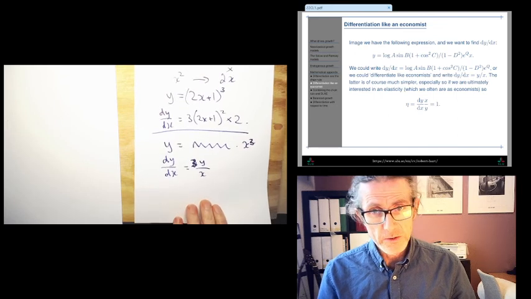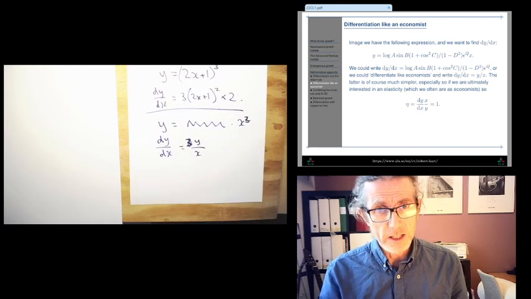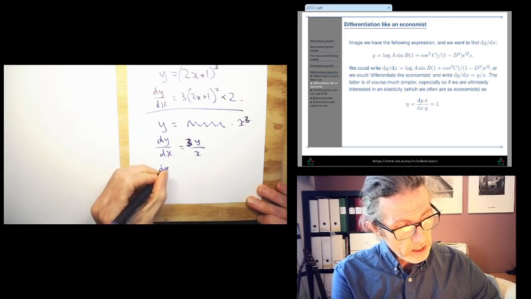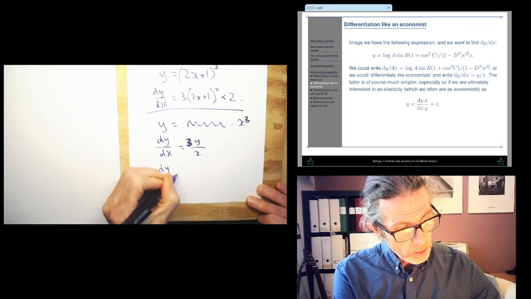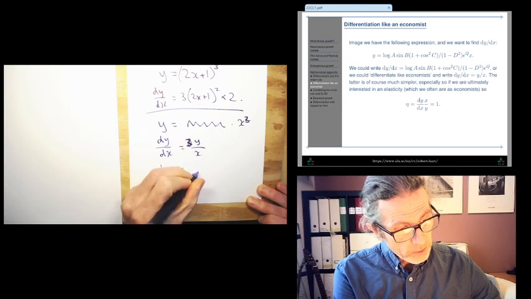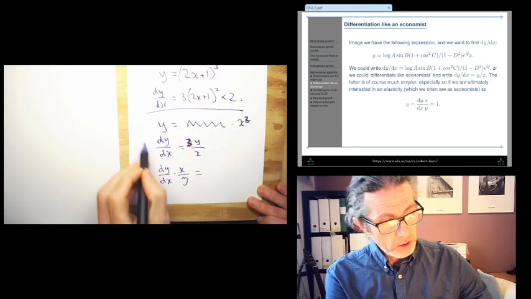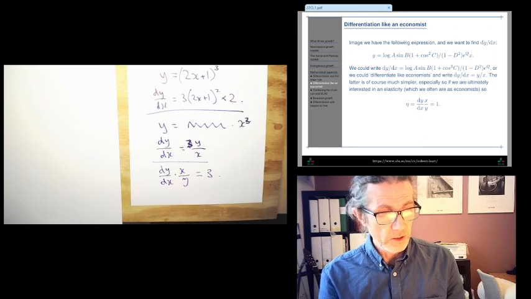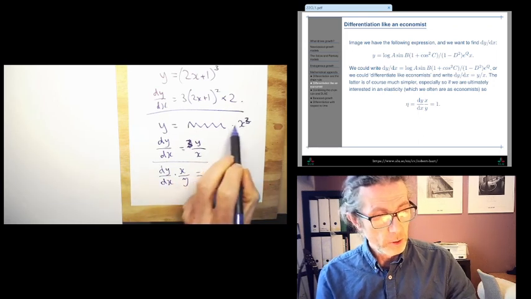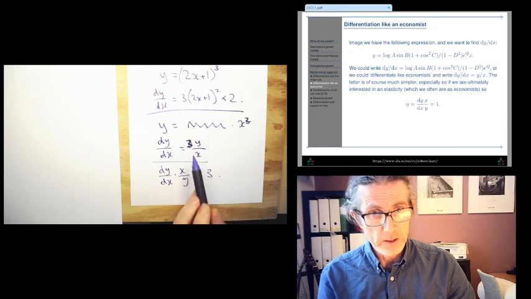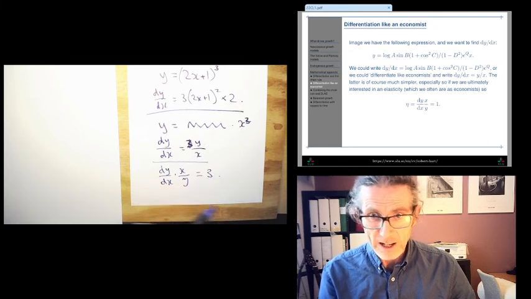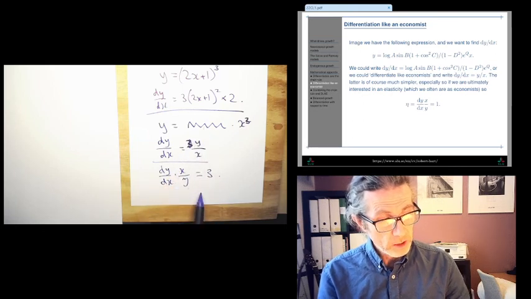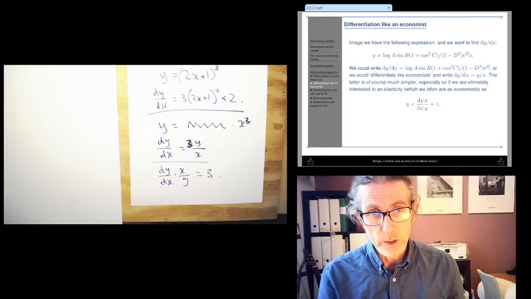Because economists are often interested in elasticities. And elasticity in this case would be dy dx times x over y, which when we differentiate in this way, we can see straight away it's just 3. And all this stuff makes no difference here. So why would we need to write it down over and over again? This way it takes us much more directly to the answer we're looking for.